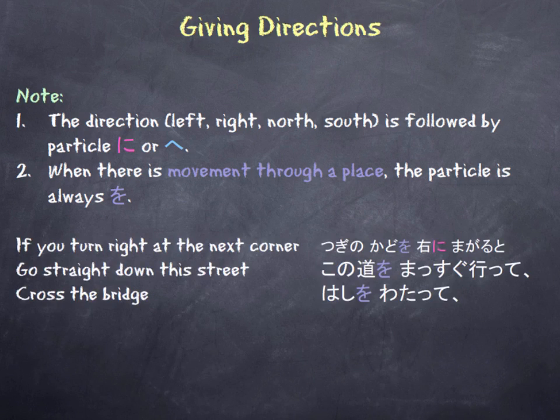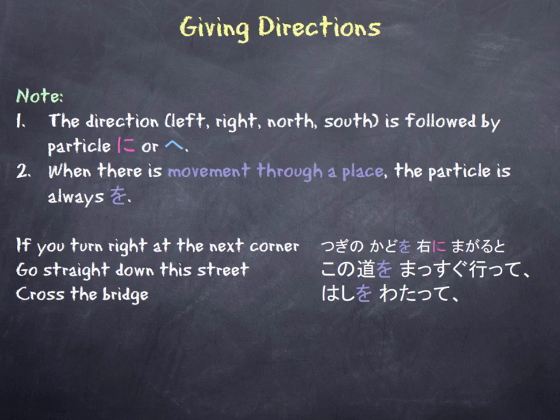For example, if you turn right at the next corner, 次の角を右に曲がると. So we've got here 次の角を, so we're moving through the next corner. So our instruction is followed by the particle o. And then we have a direction, which is migi, right. And that is followed by our particle ni. Migi ni magaru to. So the particle to at the end there indicates that if you do something, something else will result.